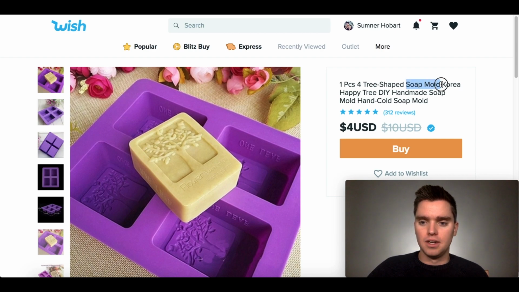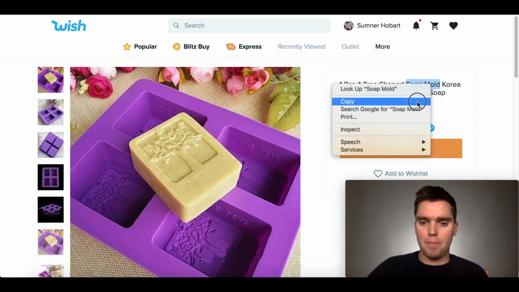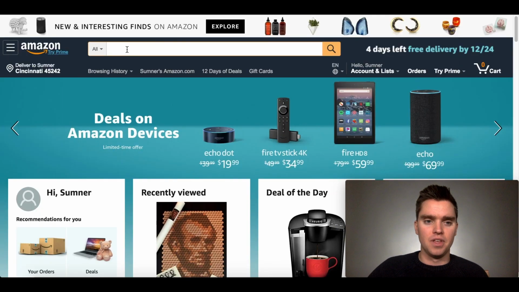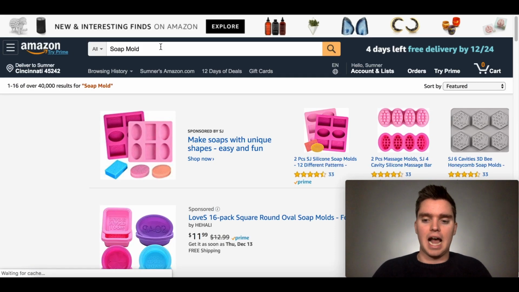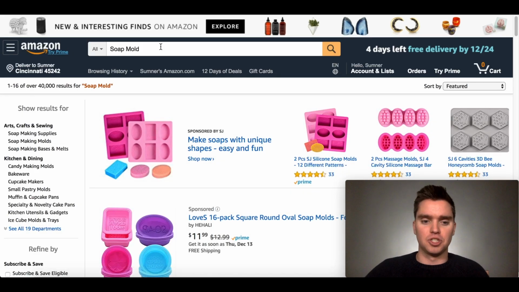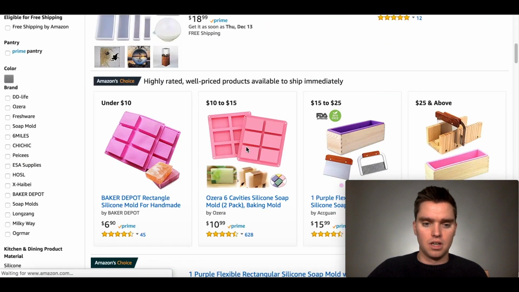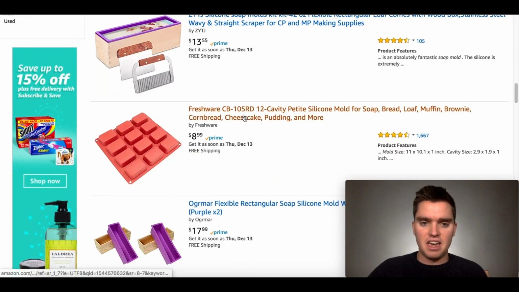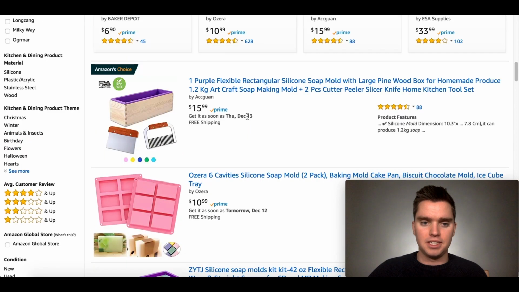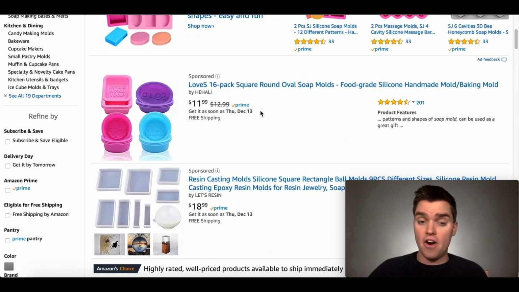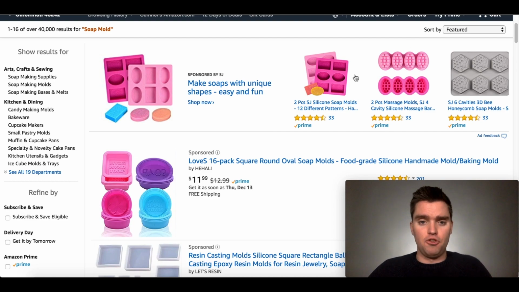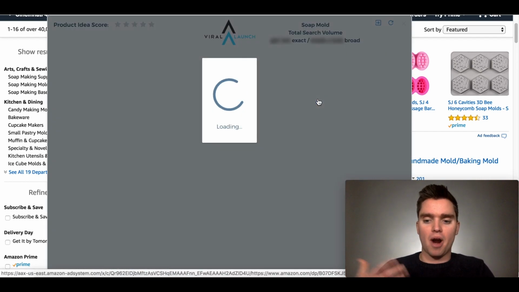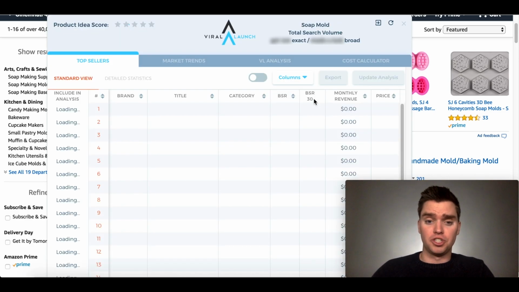So, soap mold. We're going to copy soap mold, then go to Amazon.com, make sure All is selected, and look at some of the different soap molds on Amazon. That's how we're going to use Wish and Amazon for our product research. It's showing up pretty similar. Different 12-piece, 6-piece, 1. So a very interesting idea, and I found this within a few minutes. Again, not saying that this is a good product to go after at all, but very interesting, right? And there's a ton of interesting products on Wish.com.